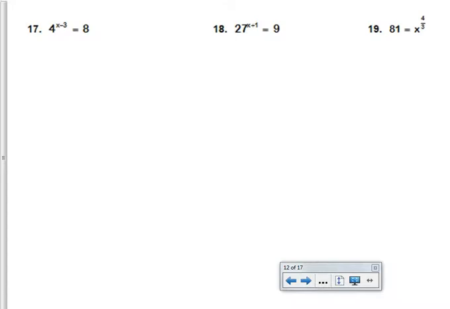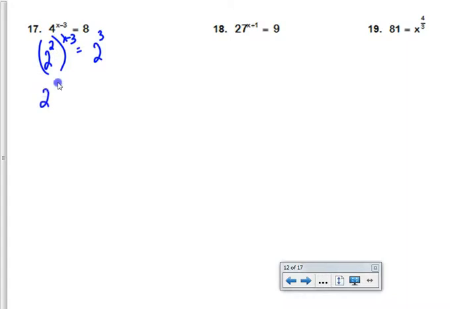Alright, number 17. Back to this baby base kind of a question. If I could rewrite these so they have the same base, then I'll be able to equate their exponents. Now, there's no way to write an 8 as a base 4. I think I need to think smaller and go to a 2. So 4 is really a 2 squared, and then 8 is really a 2 to the third.